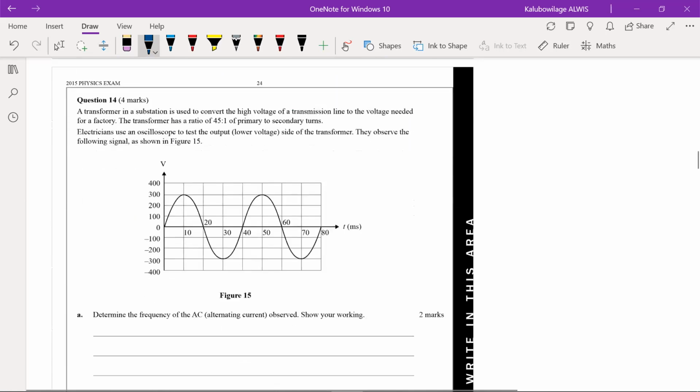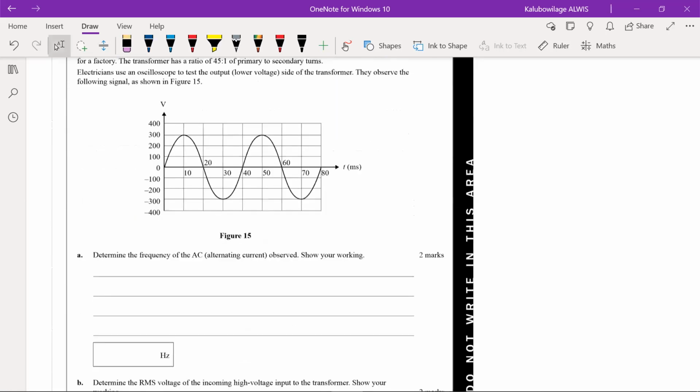From the graph, we can see the period is 40 milliseconds. Frequency is just f = 1/T, which is 1 over 40 times 10 to the minus 3, which is 25 hertz.